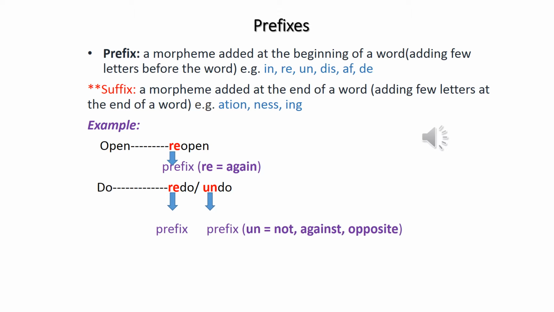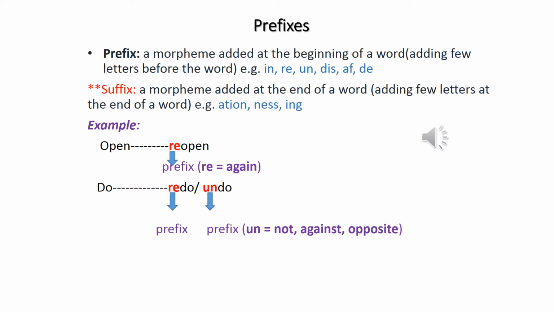A prefix is a morpheme added at the beginning of a word. We add a few letters at the beginning of a word. For example, in, re, un, dis, f, d. These are prefixes added at the beginning of a word.